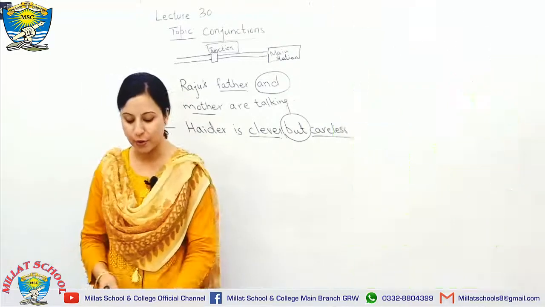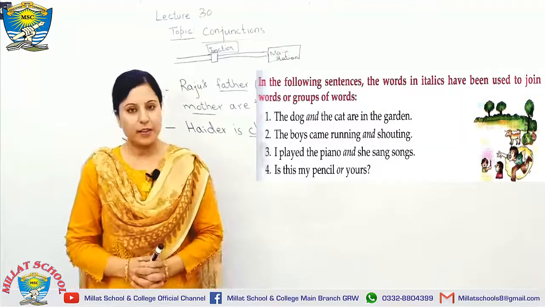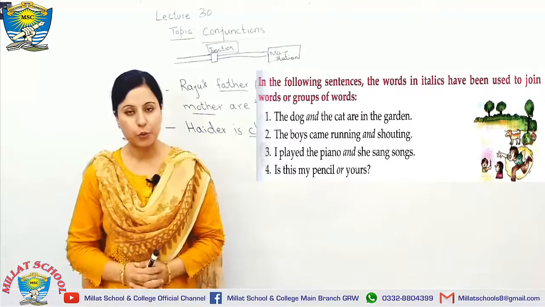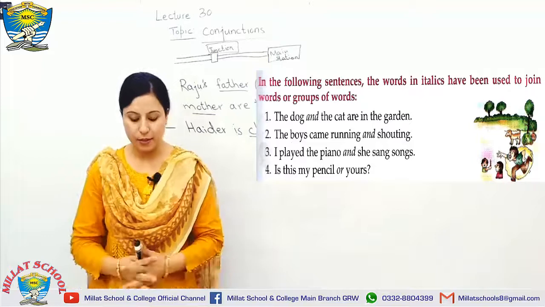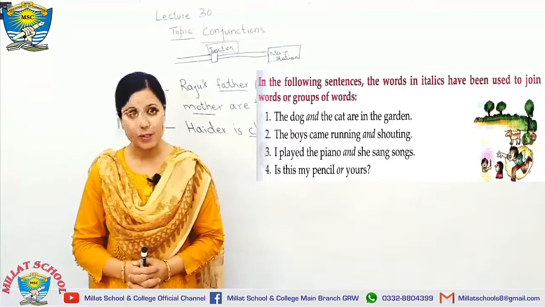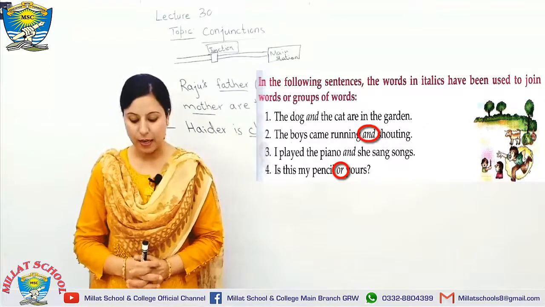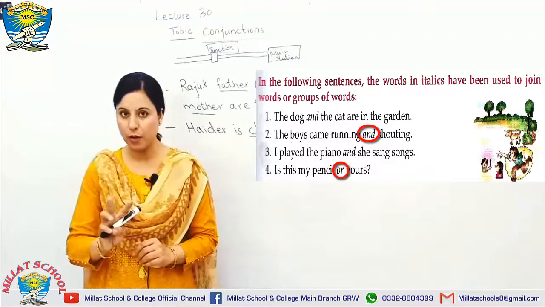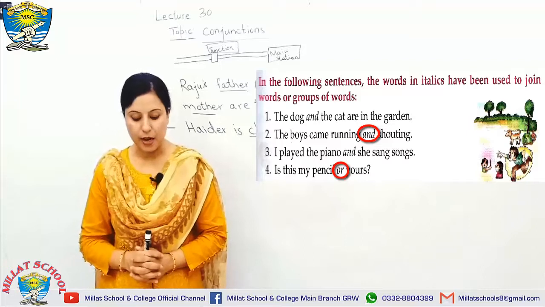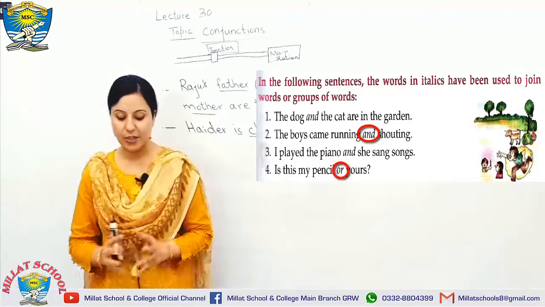For example, have a look at your book, page number 171. In the following sentences, the words in italics have been written for you as conjunctions. Like, the dog and the cat are in the garden, and is your conjunction. The boys came running and shouting. Running and shouting, two different verbs. Number three, I played the piano and she sang songs.